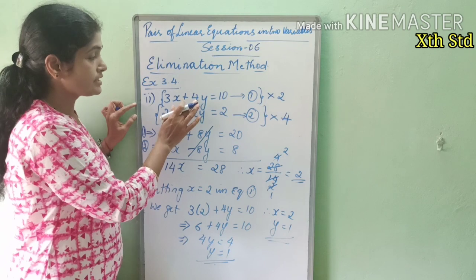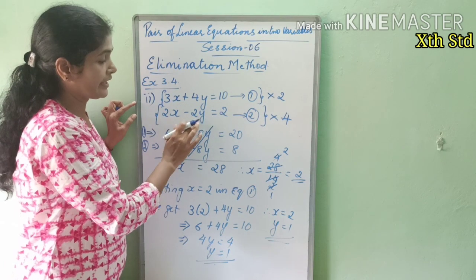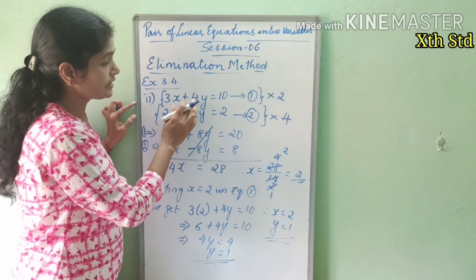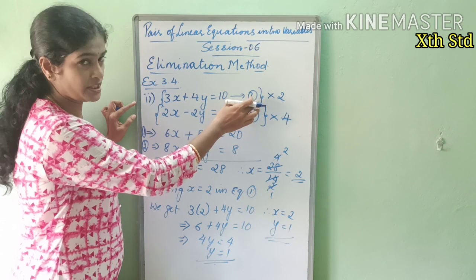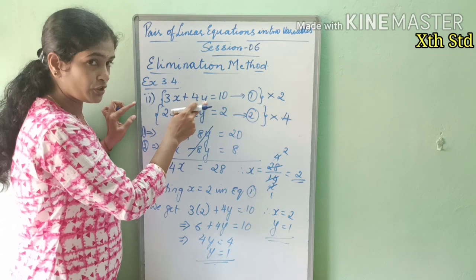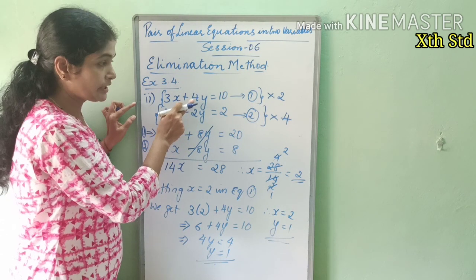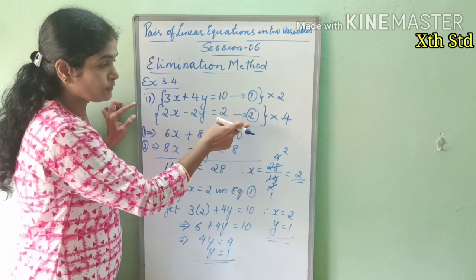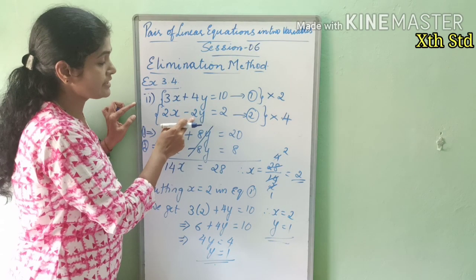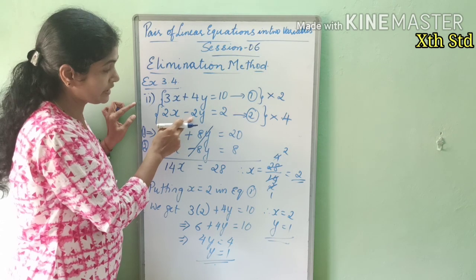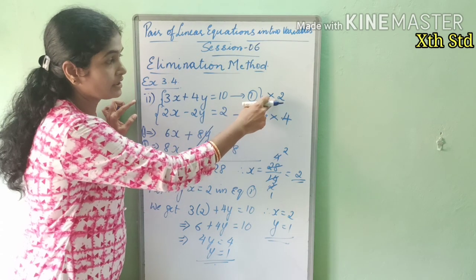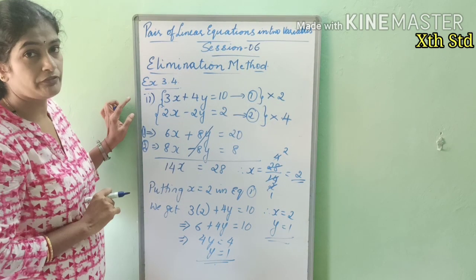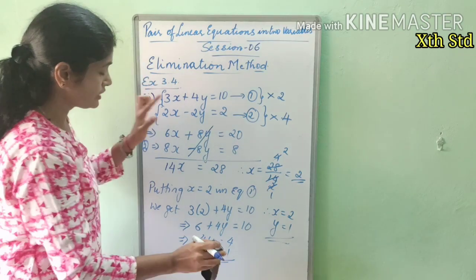That is, if we want to make this second equation's coefficient the same as this one, then whatever is in the first equation, the y we want to eliminate, its coefficient we will take and we will multiply with the second equation. And focusing on the second equation, whatever is the coefficient of y, we will multiply equation 1 by that coefficient. This is one way. The other way, for the same problem, I will show.